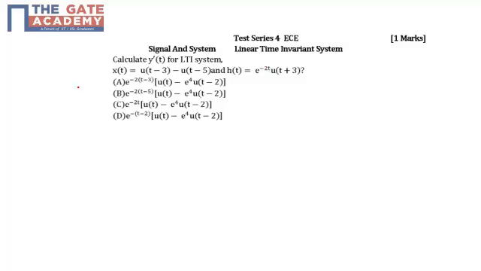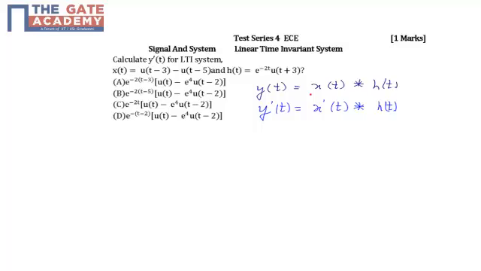Now we know that y of t, that is the output, is nothing but the convolution between input and impulse response, that is x of t convolved with h of t. Now there is a standard formula that y dash of t is equal to x dash of t convolved with h of t, that is, the derivative of y is equal to the derivative of x convolved with h of t.